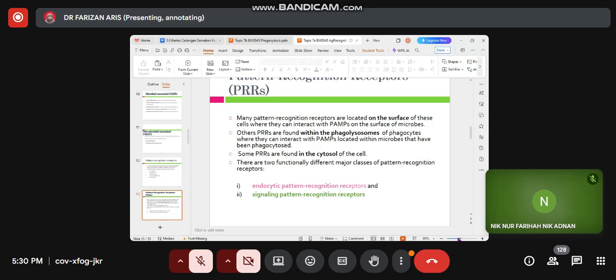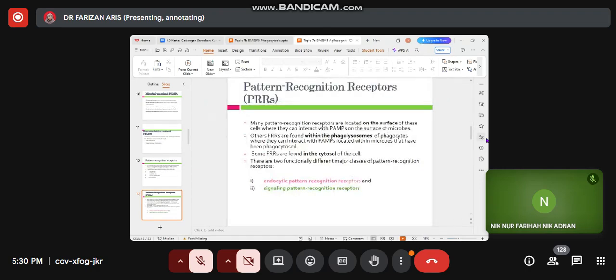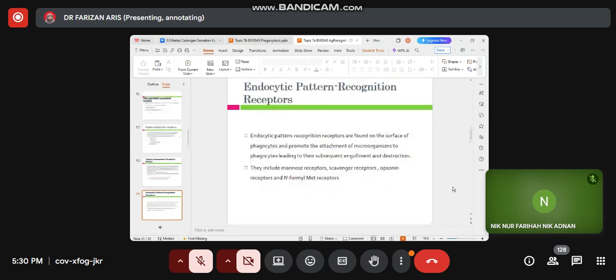And for the pattern recognition receptor, they can be classified into two types. First is known as endocytic pattern recognition, and the second one is known as signaling pattern recognition. So for the first one, there could be a lot of types of receptor, including the mannose receptor, scavenger receptor, opsonin receptor, and formyl-met receptor.